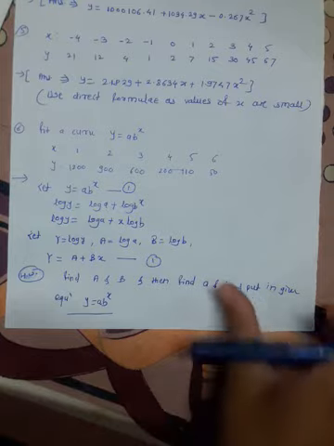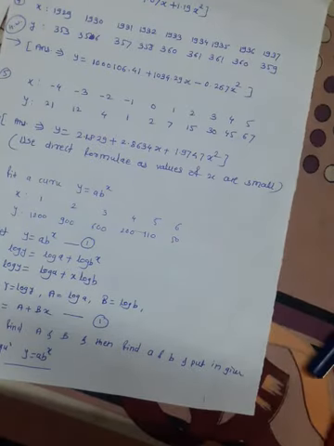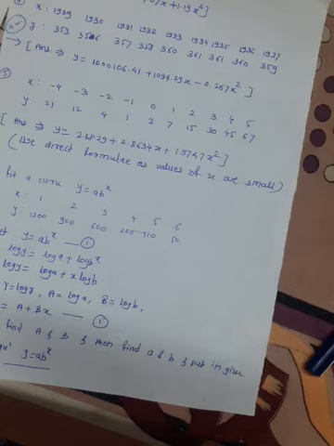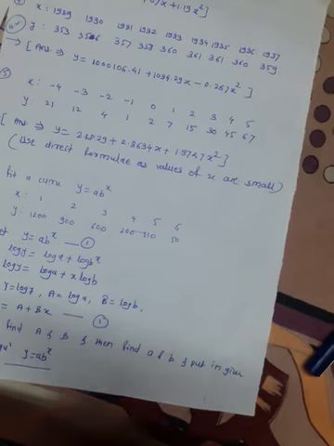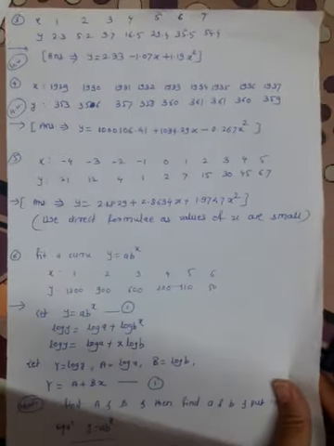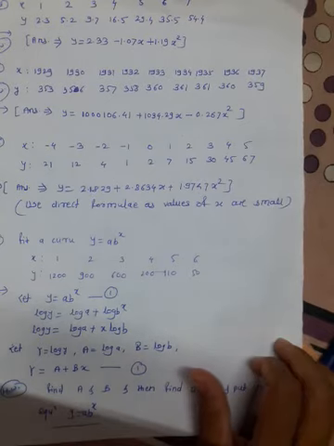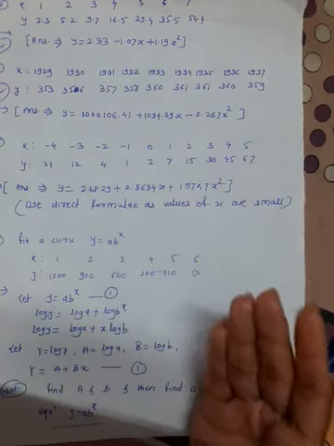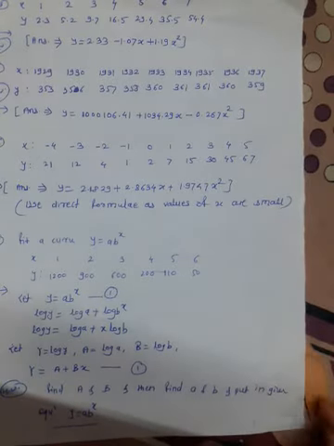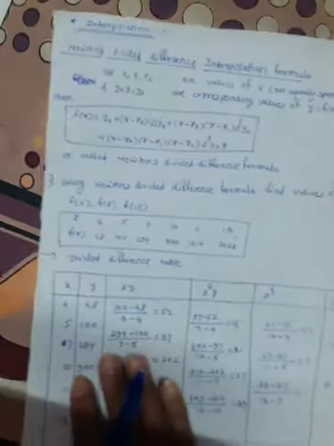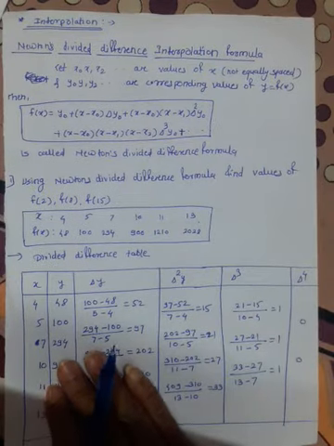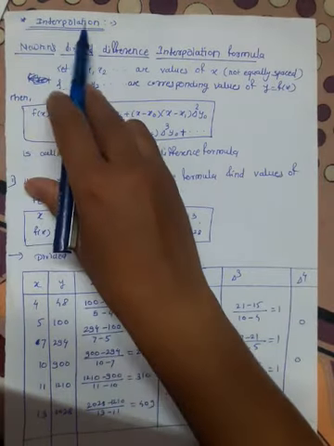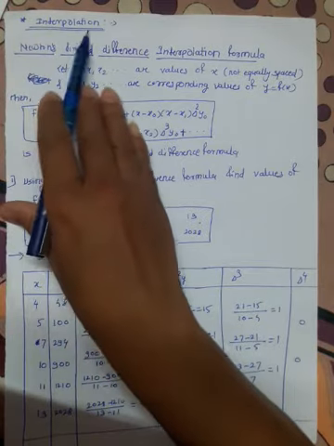Okay, now this is called the curve fitting problems. First we have studied fitting of a straight line, and next we have studied fitting of a parabola, second degree parabola. Why is it second degree? Because one more x power gets added, that is x square. Okay, now the next point is interpolation. Curve fitting done. Now interpolation.